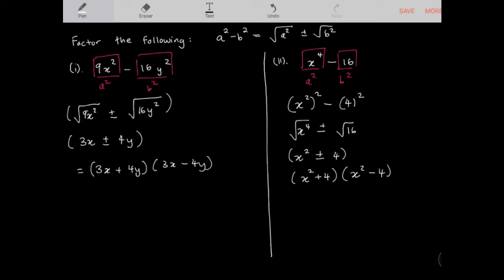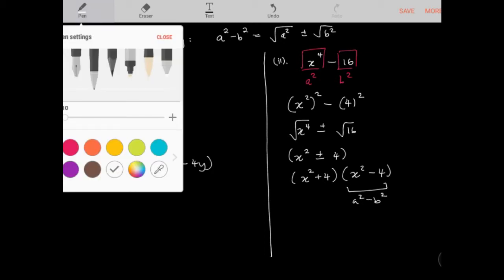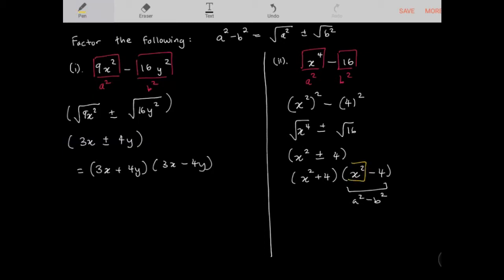Now, at this point, you can notice that this one also looks like a squared minus b squared. So you actually have to factor this again. In this case, I'm just going to let the x squared represent a squared, and the 4 here represent b squared, and then I do the same thing all over again. So I use the template: square root of x squared plus minus the square root of 4, which is basically x plus minus 2.